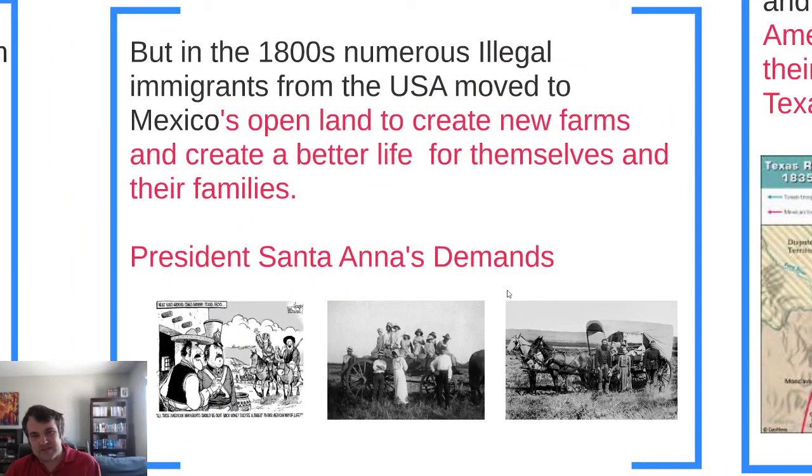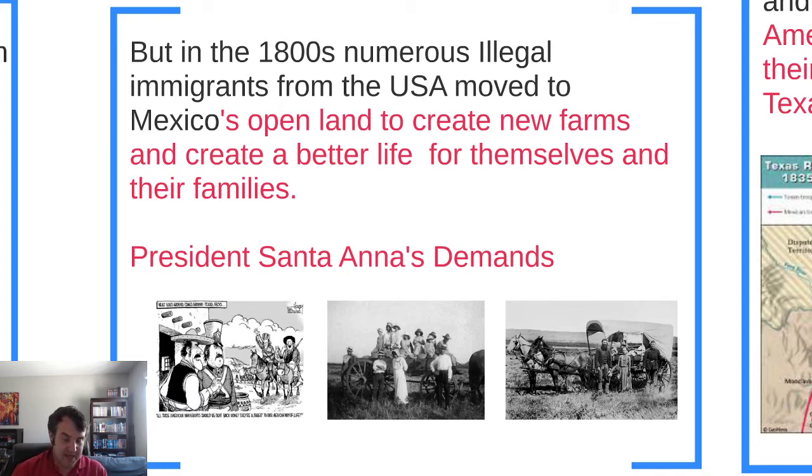But in the 1800s, numerous illegal immigrants from the USA moved to Mexico. This is something you should know: illegal European American white people moved into Texas. And Texas was owned by Mexico. And Mexico's like, what the heck? All these illegal immigrants coming in here. This is messed up. But the problem is Mexico had all this wide open land. They really didn't have a border. They really didn't have security. So these white people just sort of moved in, and Mexico couldn't really do a lot about it.